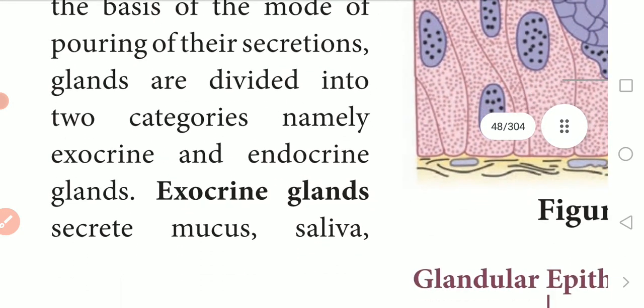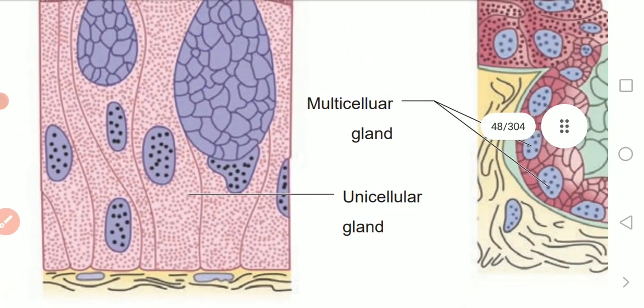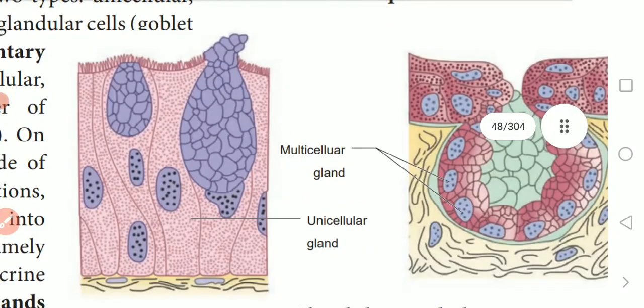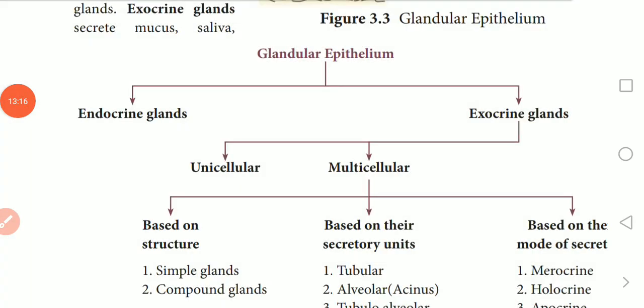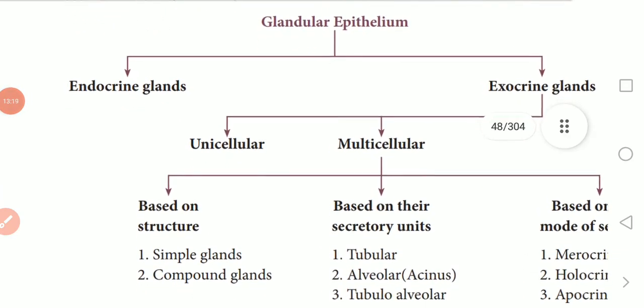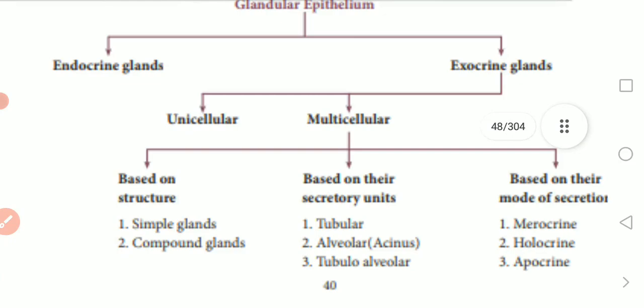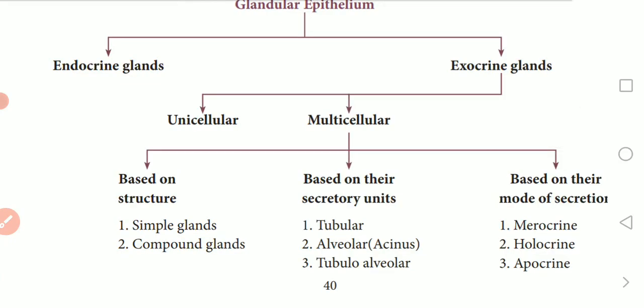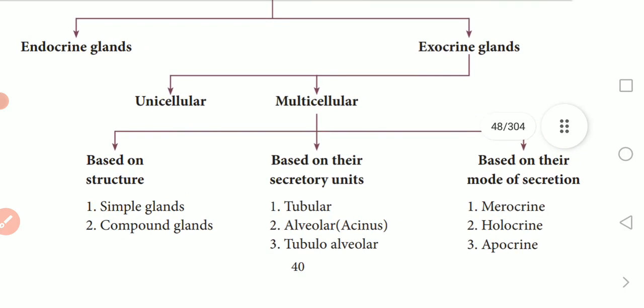Some of the columnar or cuboidal cells get specialized for secretion and are called glandular epithelium. What do we mean by glandular? Glandular means secretion. Since they have secreting structures, it is called glandular. They are mainly of two types. One is unicellular, consisting of isolated glandular cells, such as goblet cells of the alimentary canal, and the other is multicellular, consisting of clusters of cells. Unicellular means single cells, whereas multicellular means clusters, that is, groups of cells.